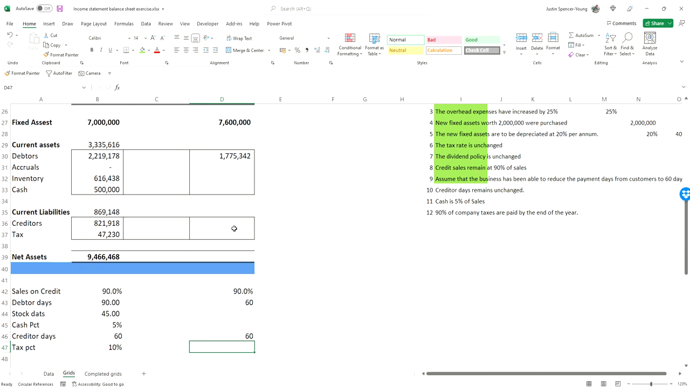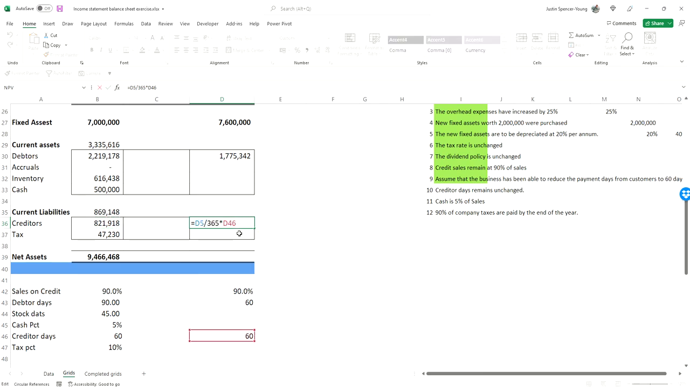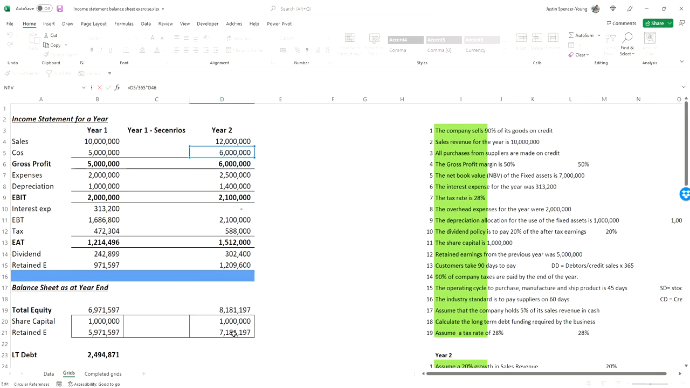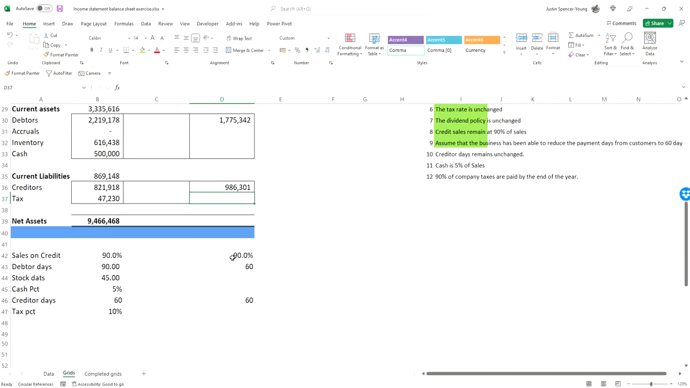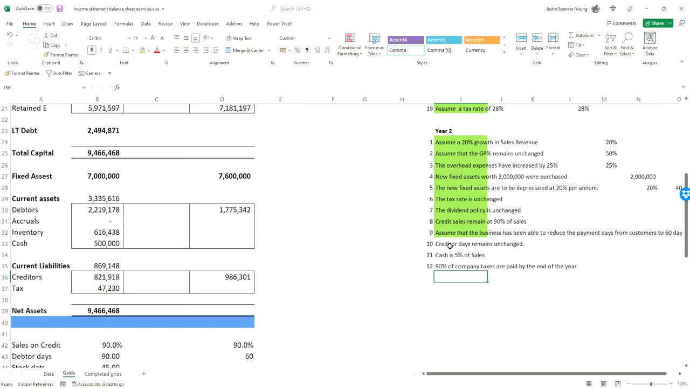Let's calculate our creditors here, or in fact we can take that formula and we can put it there. It will work for us. It's taking that creditor days and it's taking that cost of sales. That's good news. And that means we've done that.